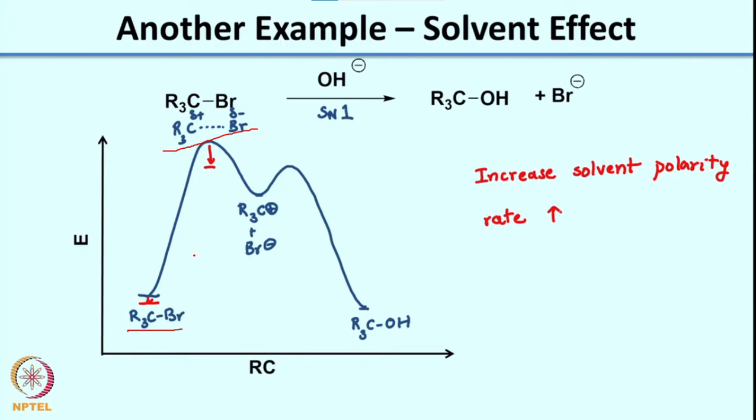Because of low energy, the activation energy will become low here. Right, the activation energy barrier will become low. So that's why the rate of the reaction will become high. Low activation energy means the rate of reaction is high, right? So that's why in this case solvent polarity increases the rate of reaction.